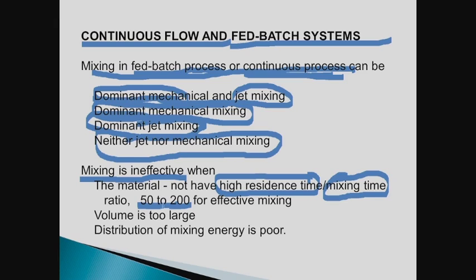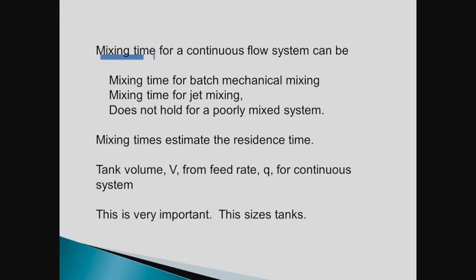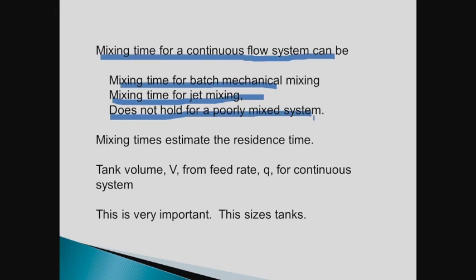However, if I was pushing my process, which is often the case in America or in aggressive companies, what you might do is drop this down to 10, 20. In other words, it has to be in there 20 times the mixing time. The ineffective mixing happens because volume becomes too large. Or, saying the same thing in a different way, the distribution of mixing energy is poor. Volume becomes too large, mixing is too poor. So mixing time for continuous flow could be mixing time for batch, mixing time for jets. It does not hold for poorly mixed systems.